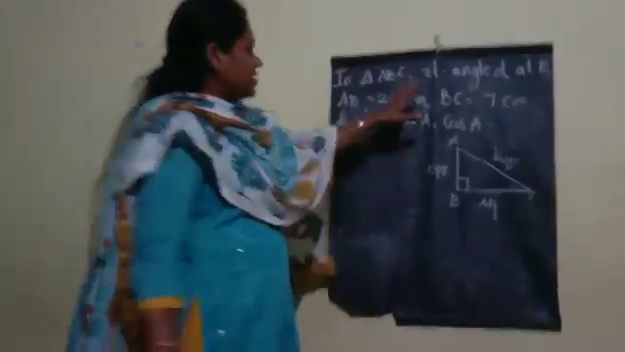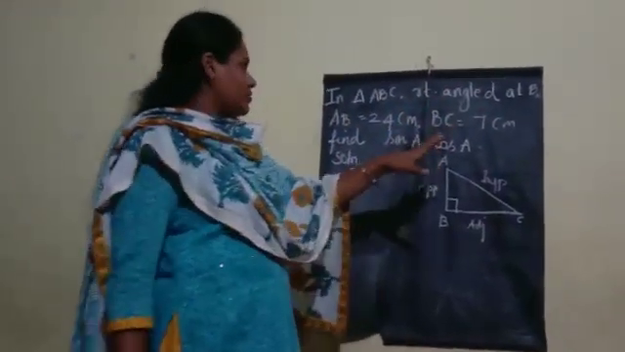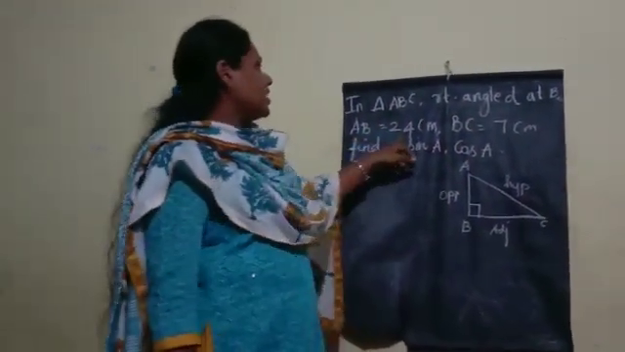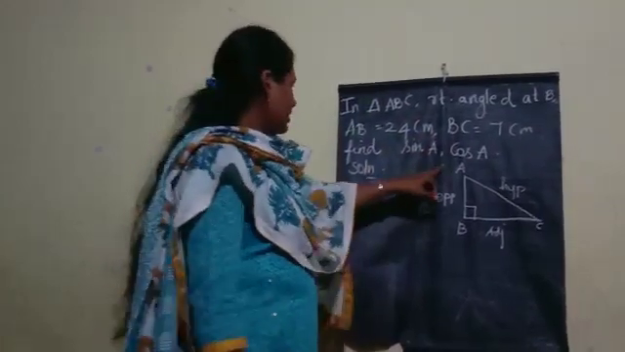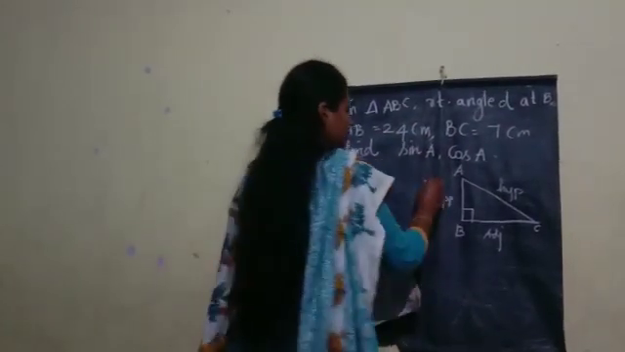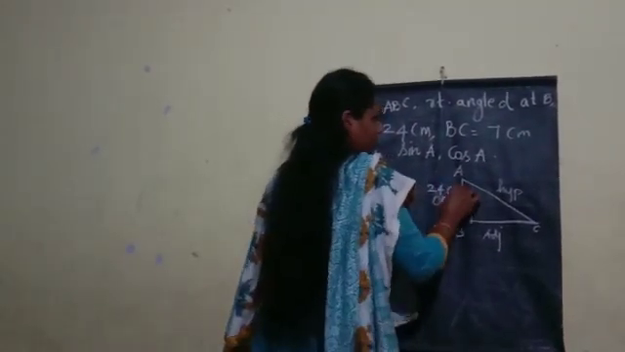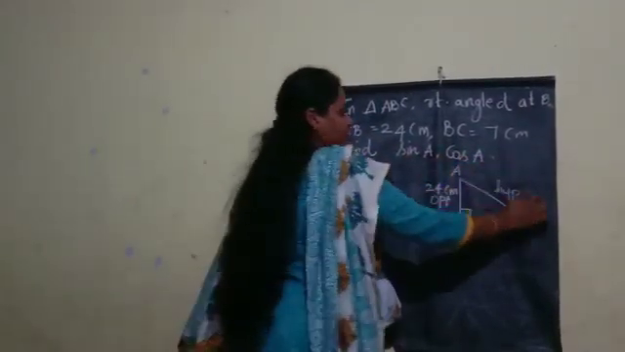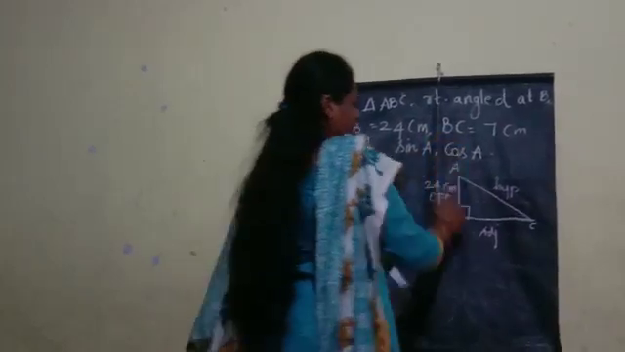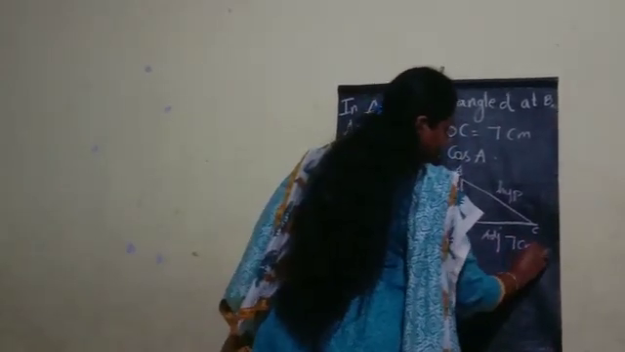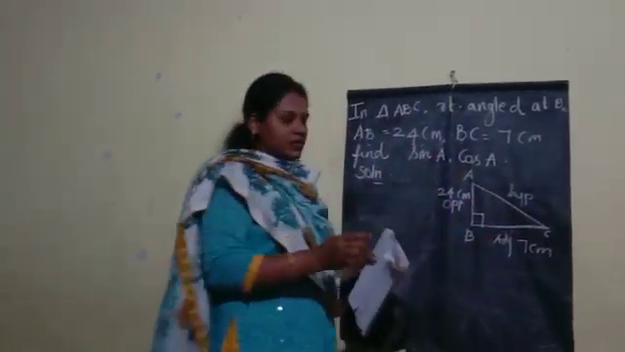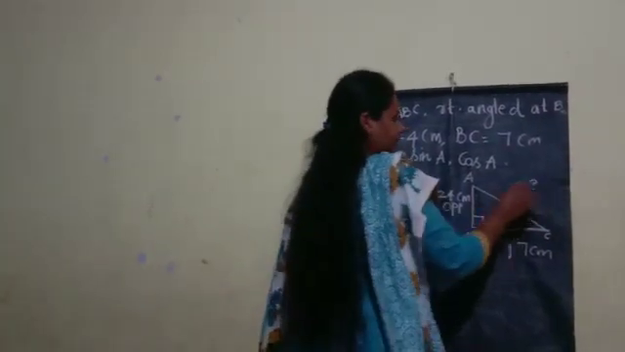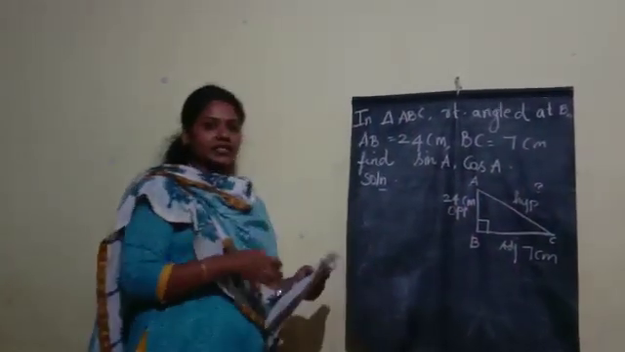Okay. In the question itself, they have given you certain values. The side AB is 24 centimeter. First we'll write out the given values. Whatever is given in the question, we just represent it in this diagram. BC is 7 centimeter. The AC side is not given, so we have to find the side AC.